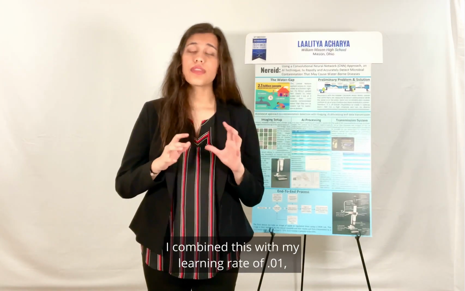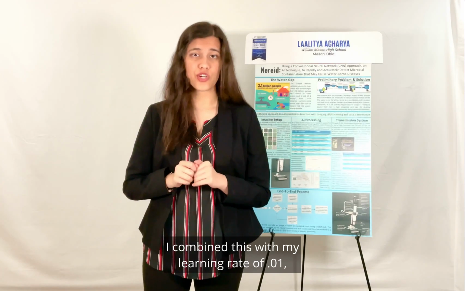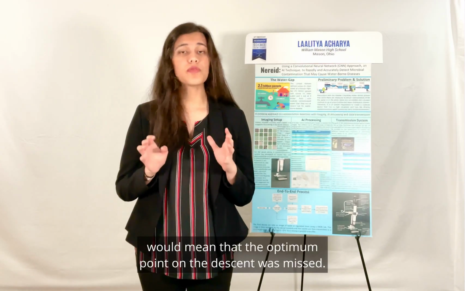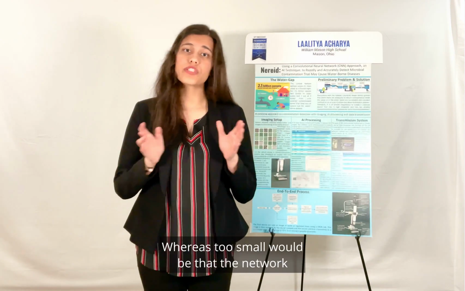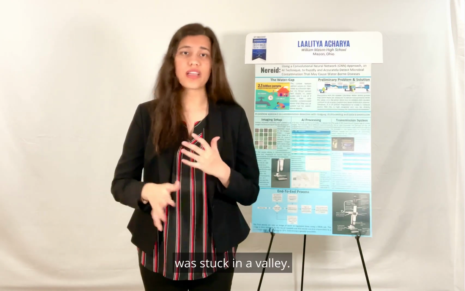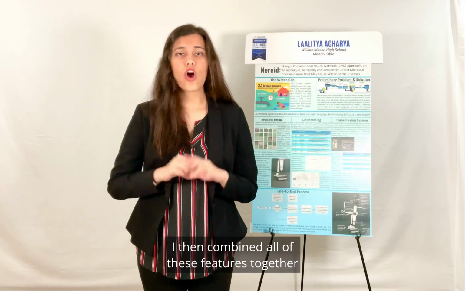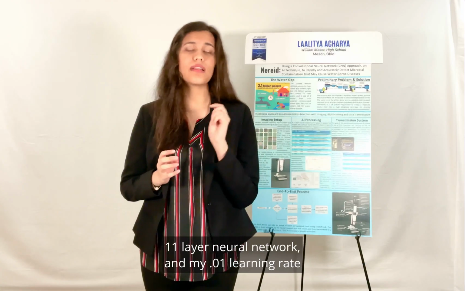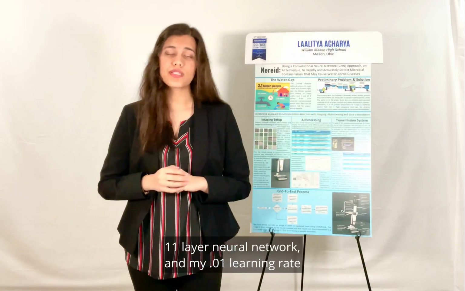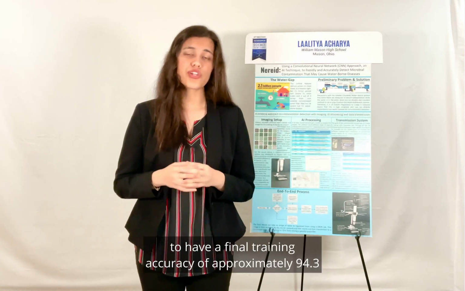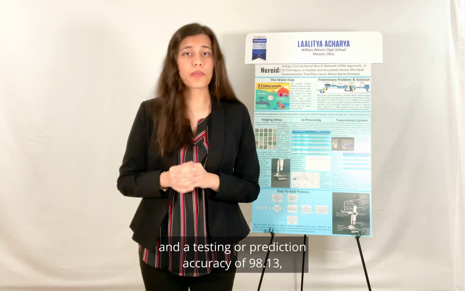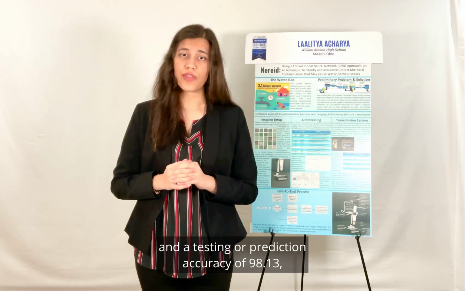I combined this with my learning rate of 0.01. I found that too high of a learning rate would mean that the optimum point on the descent was missed, whereas too small would mean that the network was stuck in a valley. I then combined all of these features together with my stochastic gradient descent algorithm, 11-layer neural network, and my 0.01 learning rate to have a final training accuracy of approximately 94.3 and a testing or prediction accuracy of 98.13.